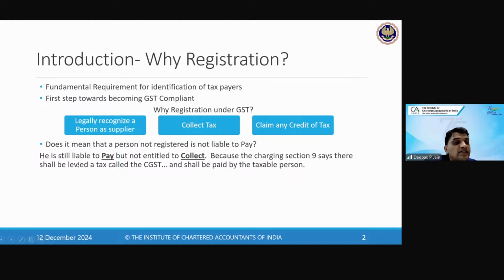So what it says is he is still liable to pay, but not entitled to collect, because the charging section 9 says that there shall be levied a tax called the CGST, and it shall be collected and paid by the taxable person.